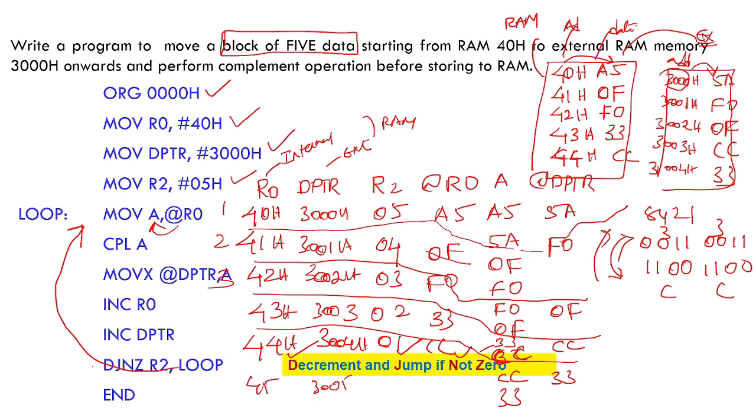But if I reduce R2 by 1, it will decrement to 0, so the condition fails. See, decrement and jump if not 0. So only if it is not 0 do you have to jump. So this is equal to 0, right? It is equal to 0. So that means the condition fails. You have to come out from the loop and end the program. So this is how the program is working.